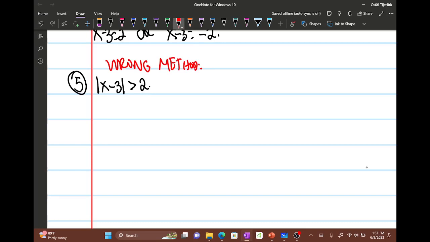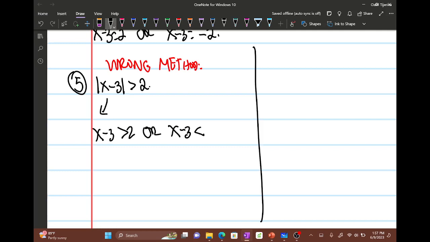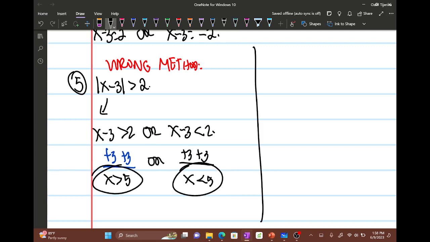So I'm going to kind of do a little line here. The wrong method would be that I would say x minus 3 is greater than 2, or x minus 3 is less than 2. That's one of the wrong methods. And then they would go ahead and solve for x, and x is greater than 5, or, add 3 here, x is less than 5. But then again, I thought x was greater than 5, so that's not correct, right?